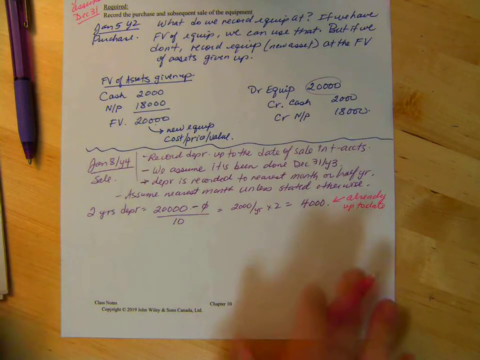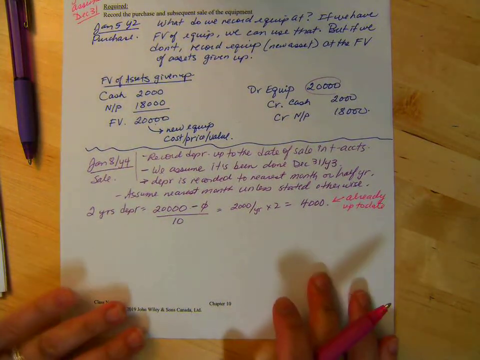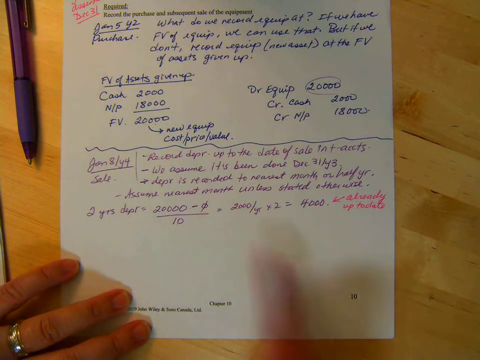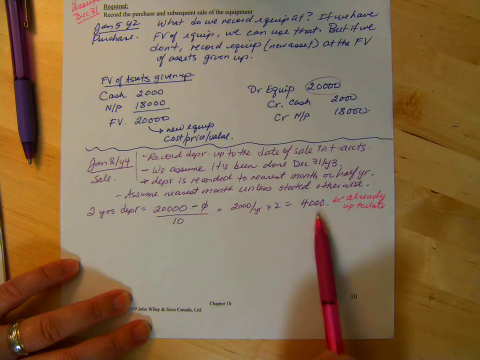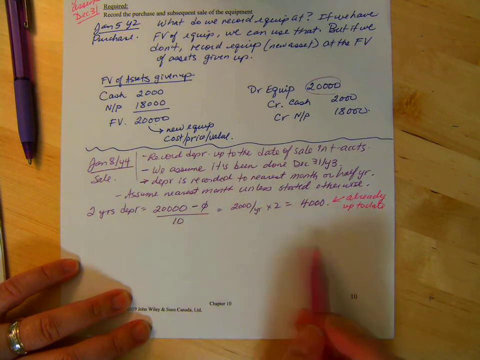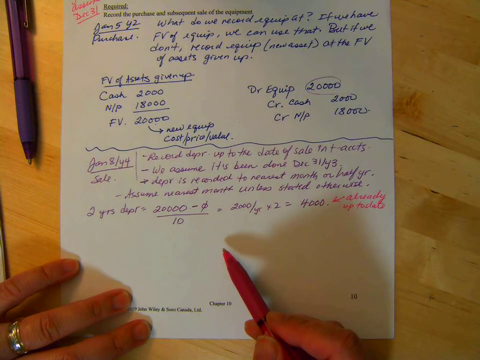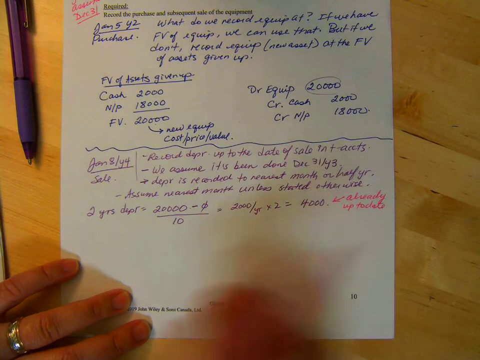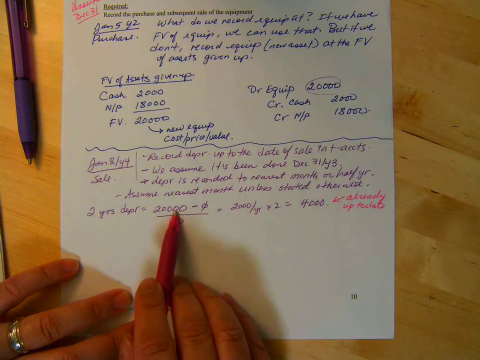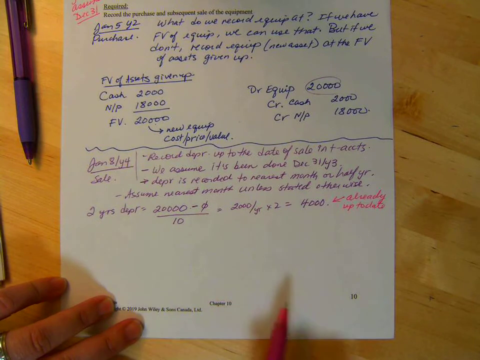Now, if it was, let's say, beginning of April, then you'd do this times 2, plus you'd add 3 months worth of depreciation in. You would do the entry for the 3 months of depreciation, right, because it's not up to date, and you'd then do the entry to sell.